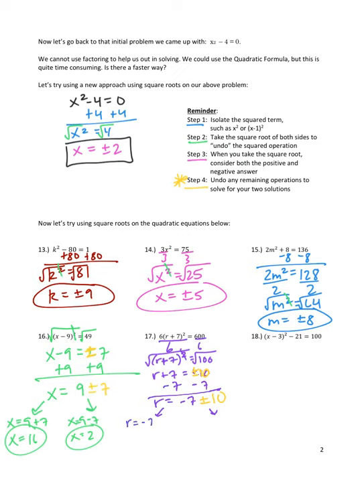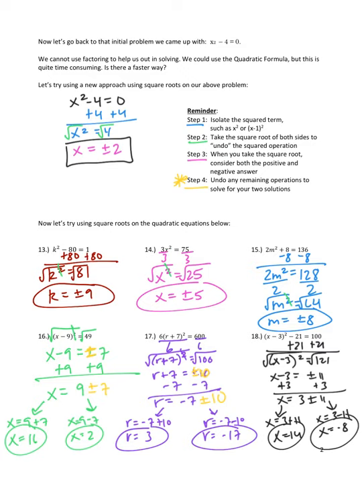So we have r equals negative 7 plus 10. So that will be 3. And then we can do r equals negative 7 minus 10. So that will be negative 17. Put too many 7s in there. All right. Go ahead and pause the video right here. And I want you to now try number 18. All right, did you go ahead and get what I got? x equals 14 and x equals negative 8.